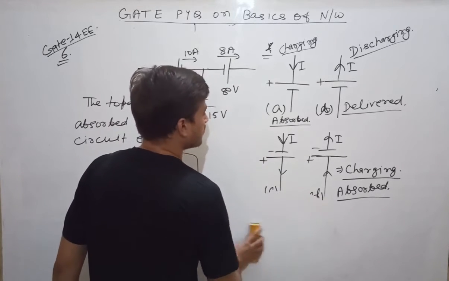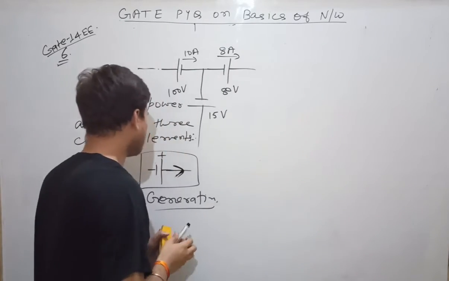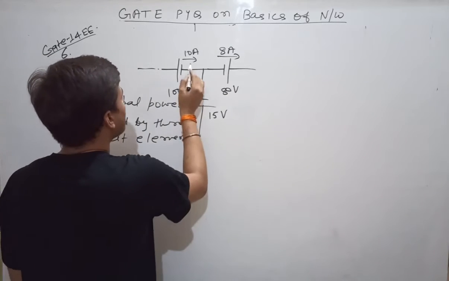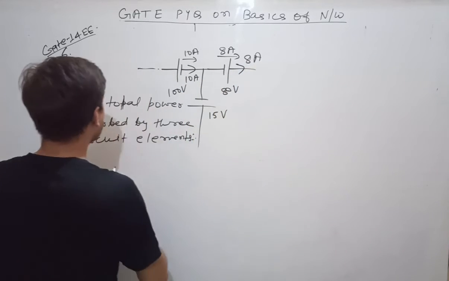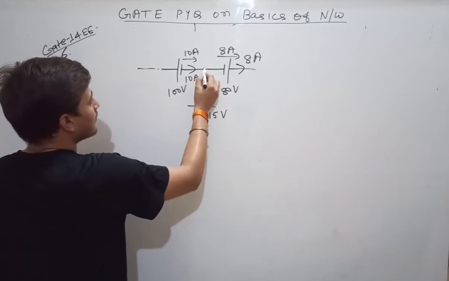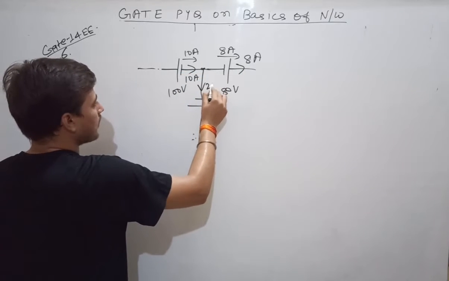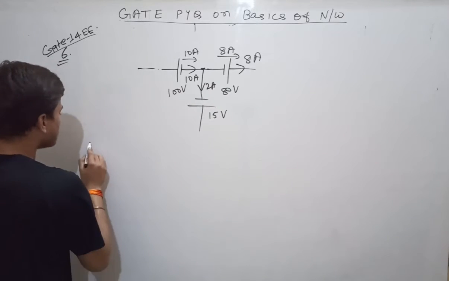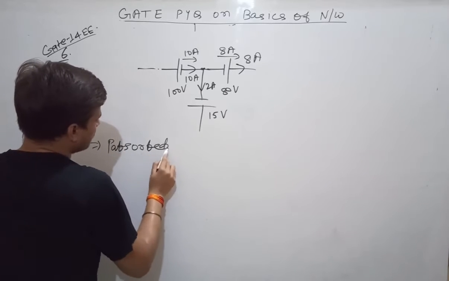So now come to the solution of this question. Here, this current is 10 ampere, this current is 8 ampere, this current is 10 ampere, this current is 8 amperes. So what will happen? At this node, 10 ampere and 8 ampere, that means 2 ampere of current is entering here. Now you have to write the total power absorbed.